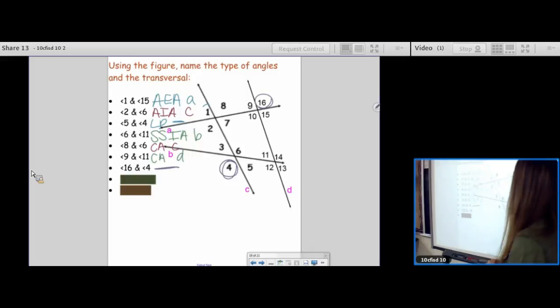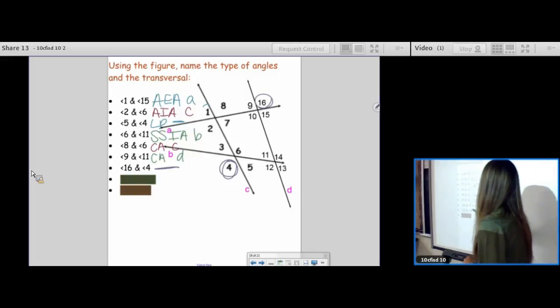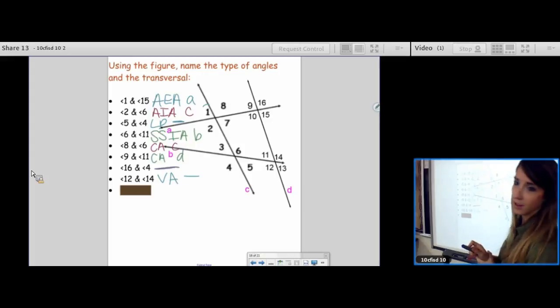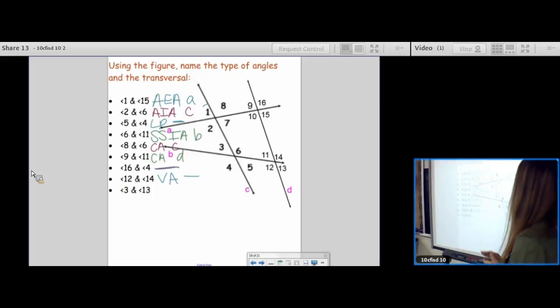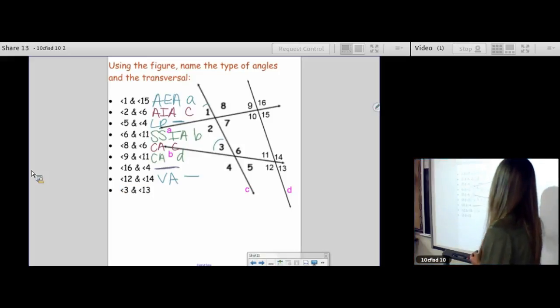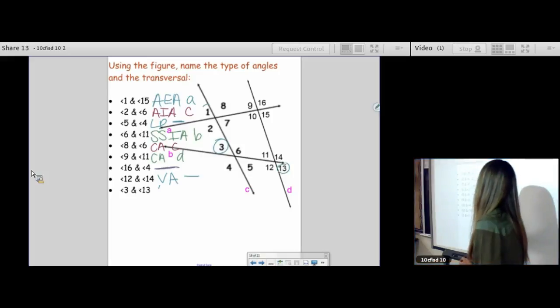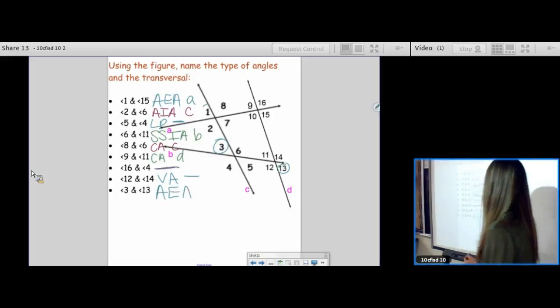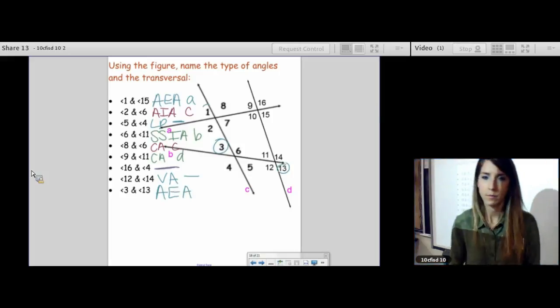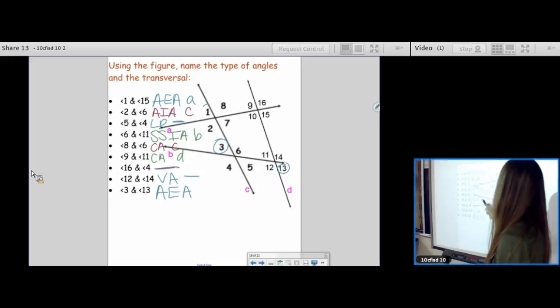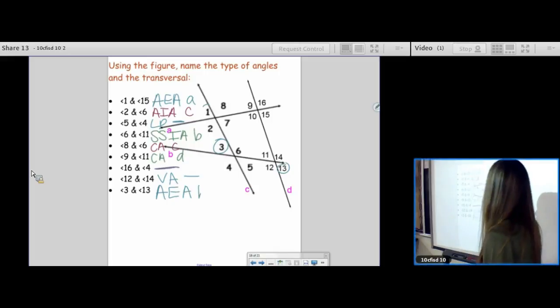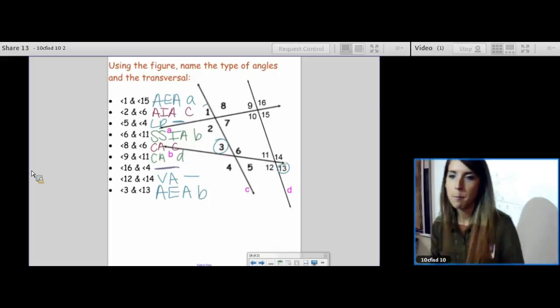All right, 12 and 14. Vertical angle, no transversal there. If it's from last unit, there's no transversal. And last one, 3 and 13. Alternate exterior angle. Okay. Oh, transversal. Transversal, what are they both touching? It's hard to see because I covered it up with all my writing. B.